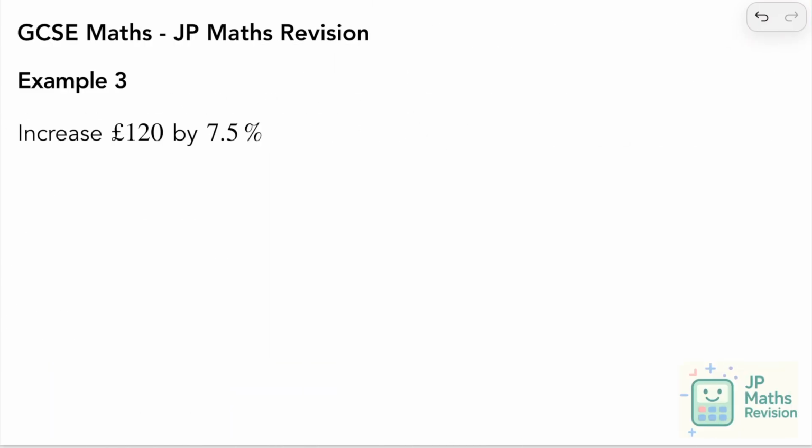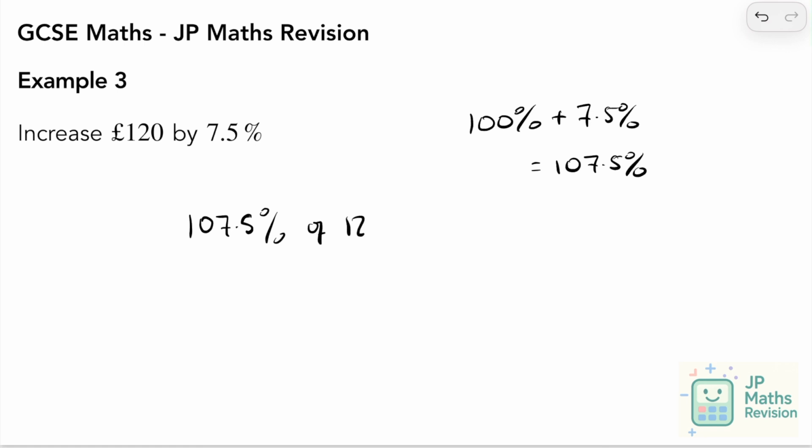Here's another example. So now I'm increasing £120 by 7.5%. So again, I'm starting off with 100% and I'm gaining 7.5%. So in total, I have 107.5%. So effectively, what I'm doing is I'm working out 107.5% of £120.